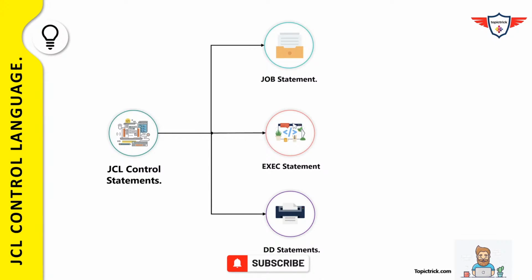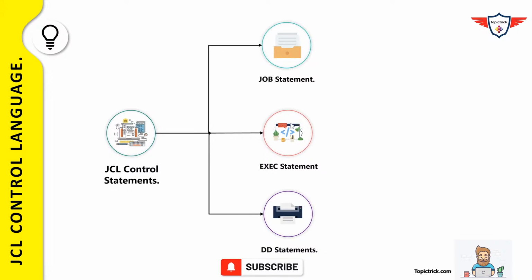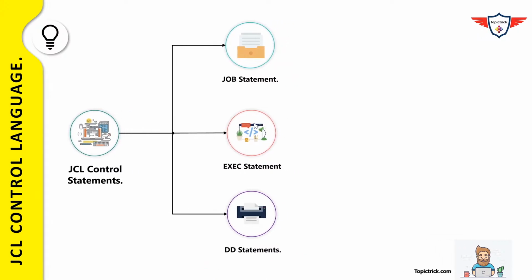to your shop. The second statement is the execute statement, and it generally marks the beginning of a job step, and it is used to provide the program name or the proc that you want to execute. And the third statement is the data definition statement, or DD statement. These statements are generally used to provide information related to the input and output datasets.